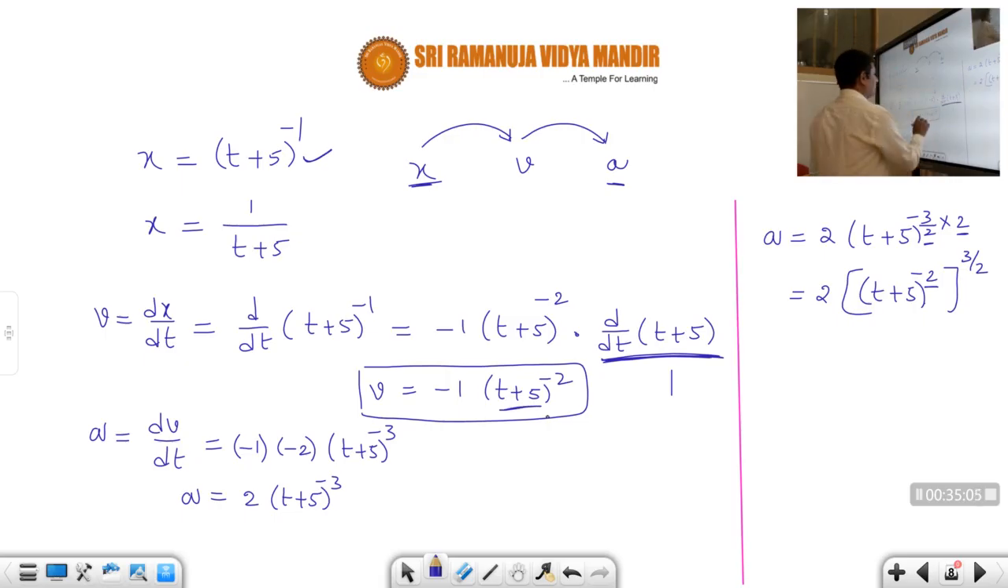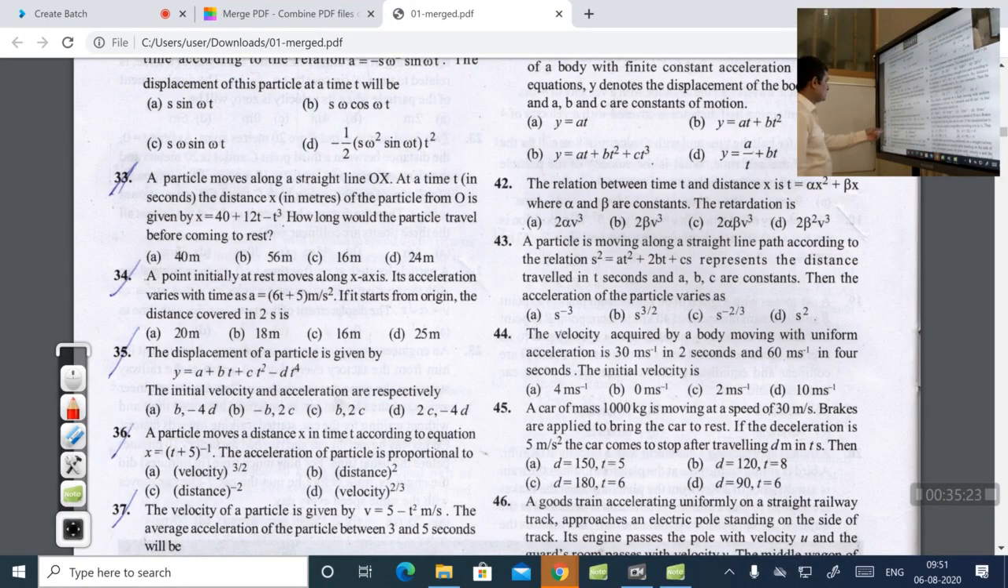Now t plus 5 whole power minus 2 is nothing but proportional to v only, no, students. So that means acceleration is proportional to v power 3 by 2. I hope you understood, students. Because here t plus 5 whole power minus 2, so t plus 5 whole power minus 2 whole power 3 by 2. So let us see in the answers. It is velocity, first option is correct, D option is not correct.